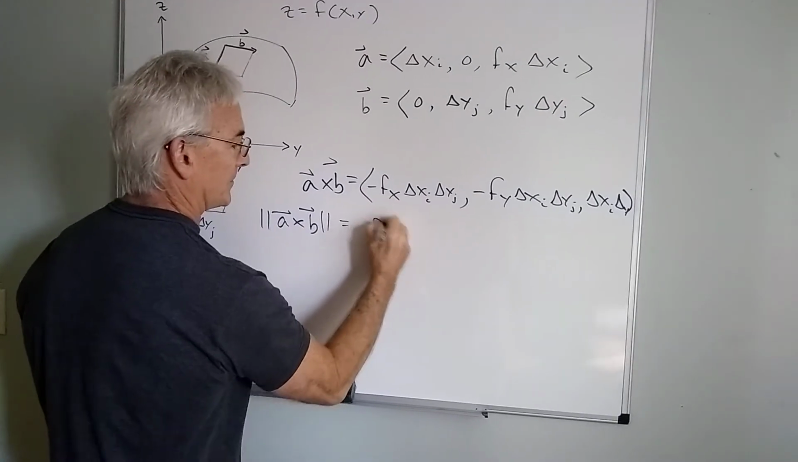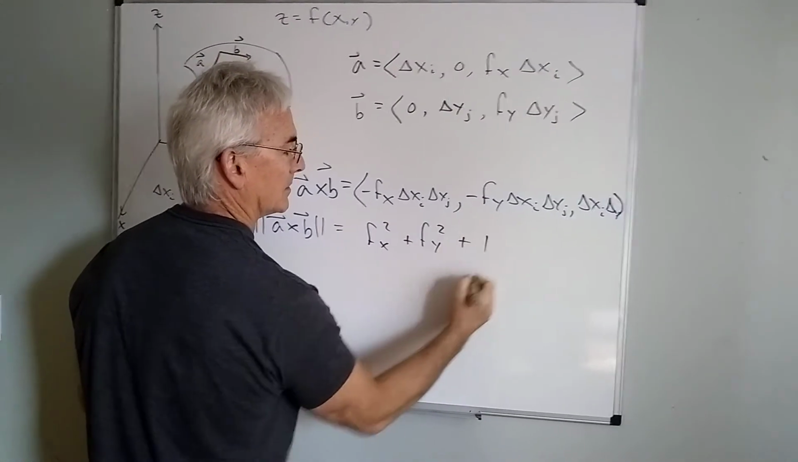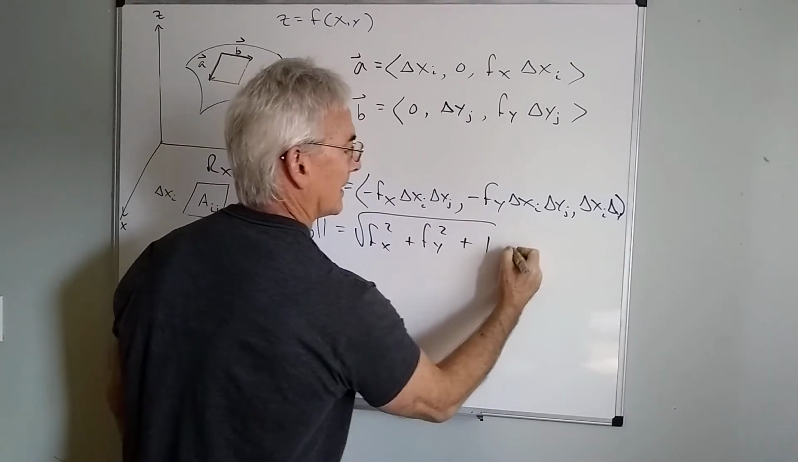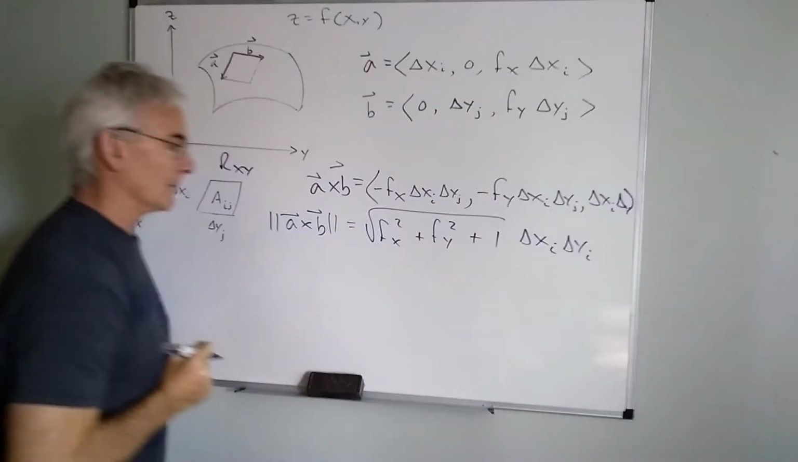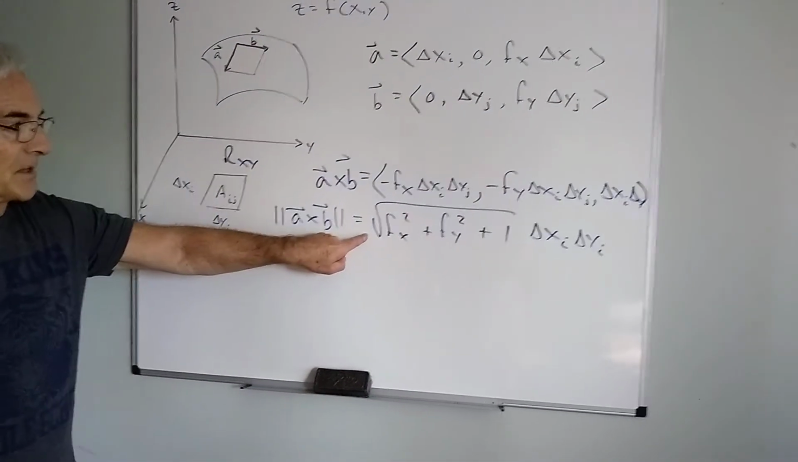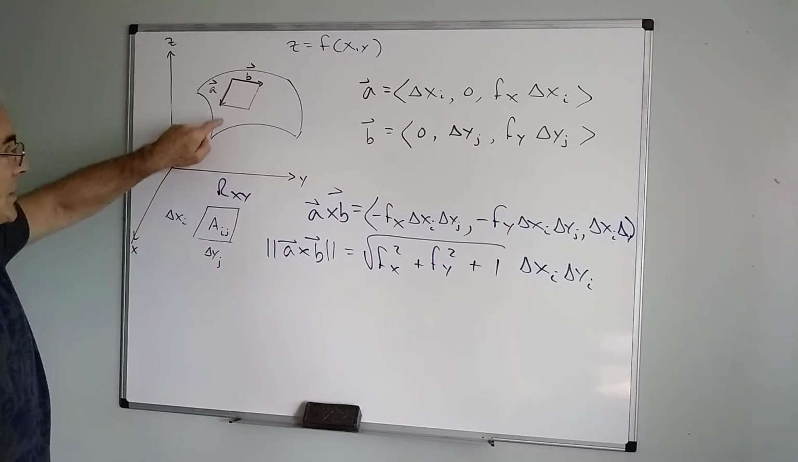And then I just have to square this, the 1, and then the delta xi, delta yi will factor out. So it turns out this is the multiplier I need in order to determine the ratio from here to here.